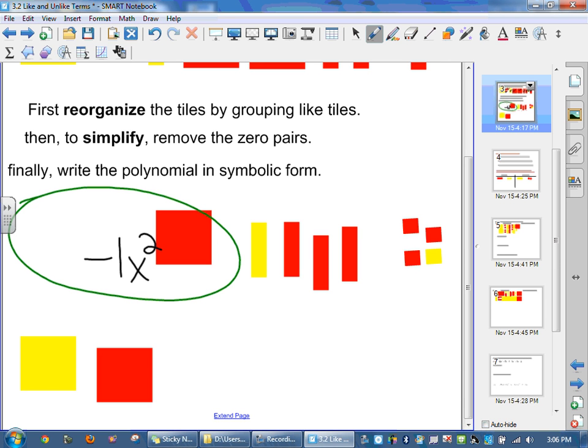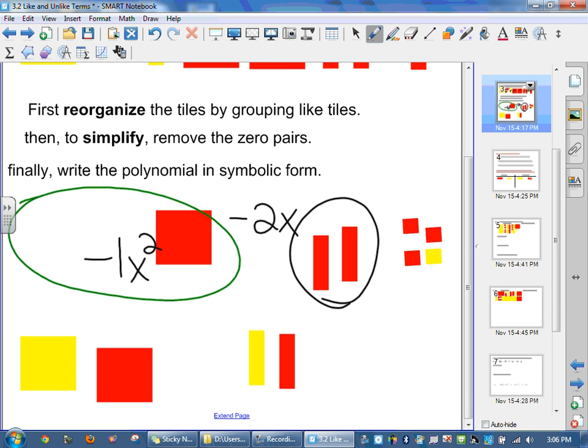All right, let's pull out the 0 pairs from the other ones. I have those 2 come out, and I have those left over. What do I have left? What kind of 2? Negative 2 x's. On these ones, you're going to take a yellow and a red away, and we're going to have 2 left over again. And yes, it's negative. We get negative 2. And those do not have any variables with them.